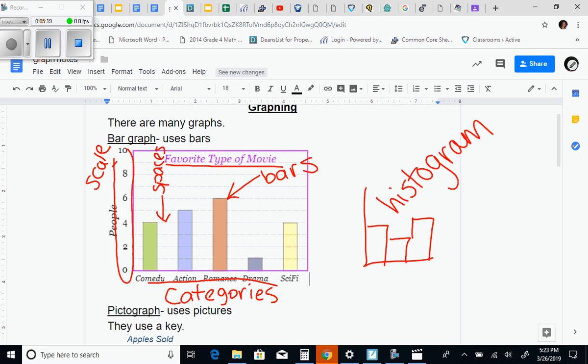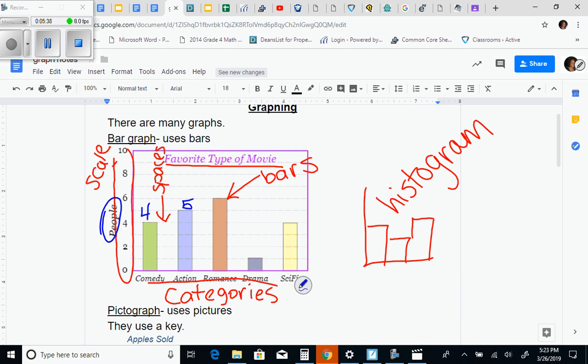Now, when I look at this information, again, I'm going to first show my work by writing the amount over each bar. So I know that 4 people chose comedy. Again, the numbers here stand for the people, and then here are the categories. I know that 4 people chose comedy as their favorite.